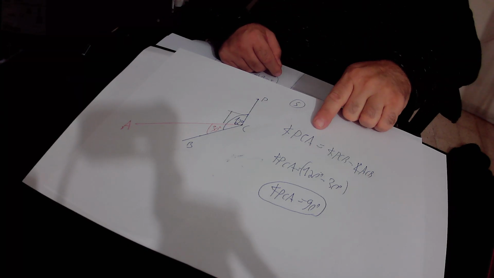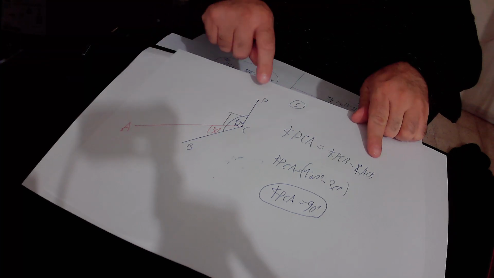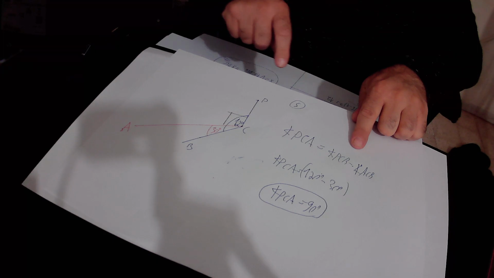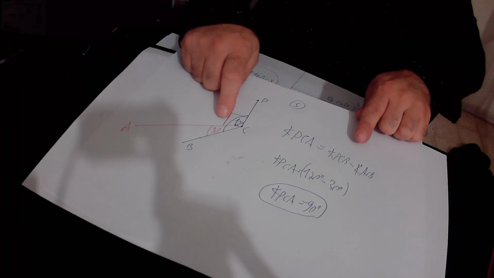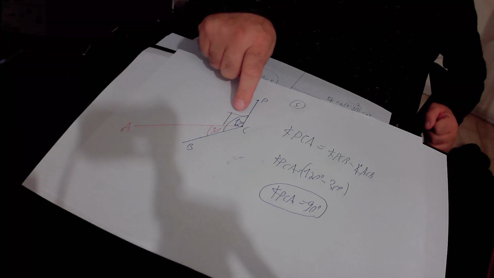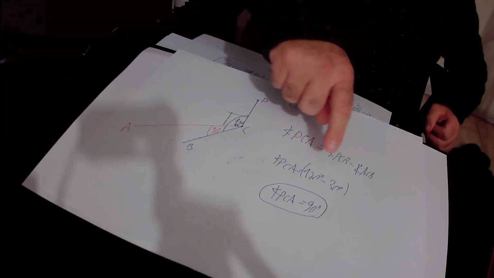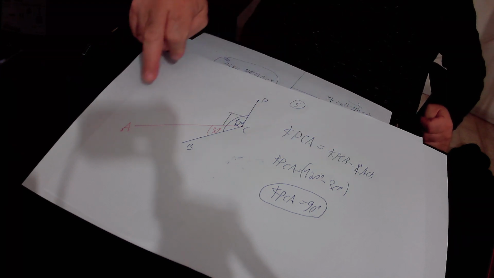Again, the missing angle PCA equals the big angle PCB minus the small angle ACB. So angle PCA, this is the missing angle, equals the big angle PCB, this is 120 degrees, minus the small angle ACB, that is 30 degrees. So the missing angle PCA equals 120 degrees minus 30 degrees, that is 90 degrees. So we found out that the missing angle PCA is a right angle.